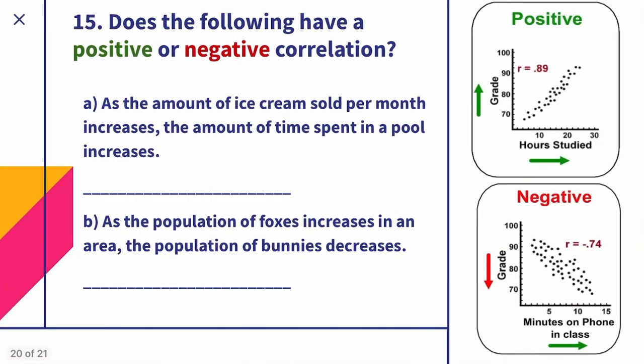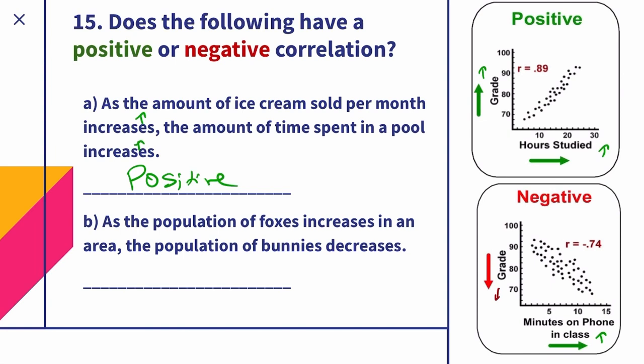And now we're going to decide. Does the following have a positive correlation or a negative correlation? Now remember, positive is when both things are going in the same direction, like both things are going up. Negative would be when they're in different directions, like the minutes on the phone goes up and the grades go down. So example A, as the amount of ice cream sold per month increases, the amount of time spent in a pool increases. Positive or negative correlation? Both going up. So that would be a positive correlation.